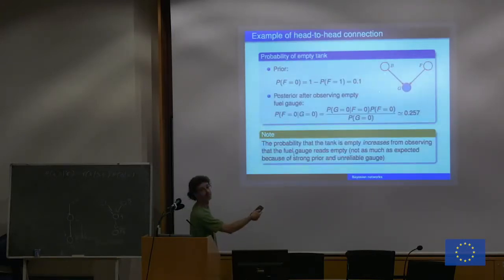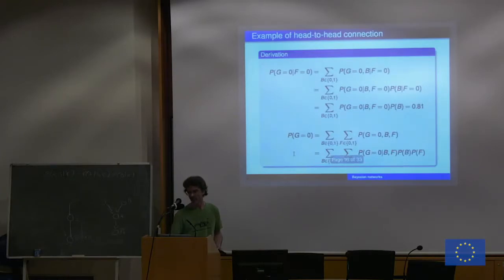Because B and F are independent, if nothing else is given, this is just P of B, which you can read. And this allows you to compute this by combining pieces of probabilities that you know. And the same you can do for the denominator, G equal to 0.